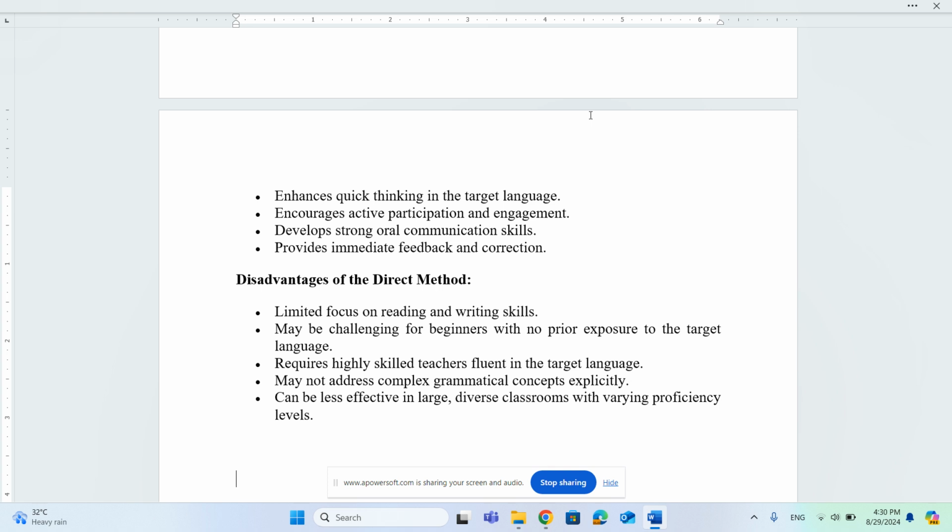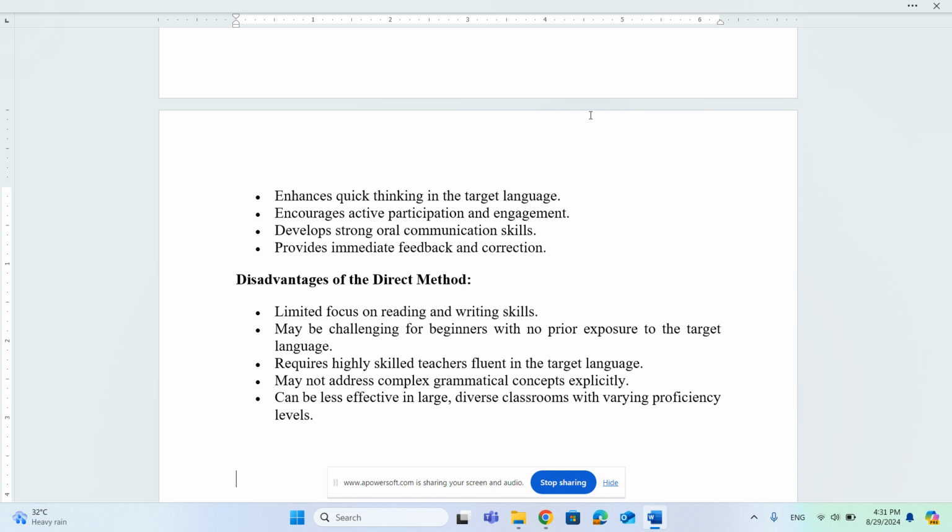And the next disadvantage is it requires highly skilled teachers fluent in the target language. Even for the teacher also, if the teacher does not have command or fluency in the target language, it is very challenging. It means the teacher must be a fluent speaker of the target language. You must be a fluent speaker of the English language, because you are not allowed to use the native language in your class if you are following this method. This is another disadvantage. You must be a fluent speaker of the target language.